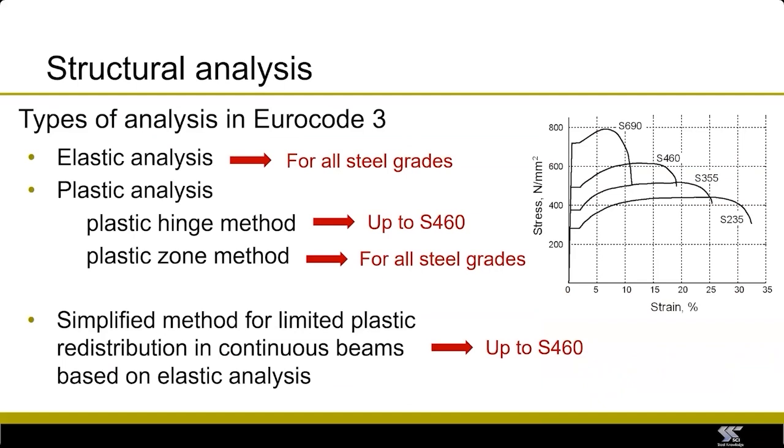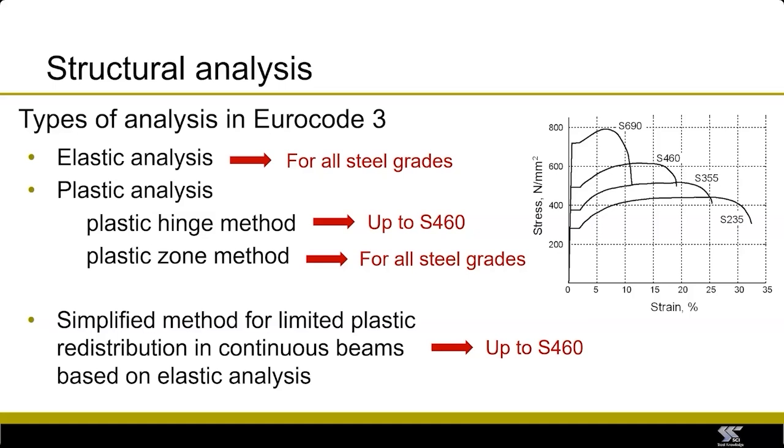Now, one important thing to consider is that because of the reduced ductility of steel grades greater than S460, they cannot be used when design is based on a plastic hinge analysis. The simplified method that allows for a limited plastic moment redistribution in a continuous beam based on an elastic analysis is also not allowed for steel grades greater than S460. So these restrictions, which are given in the current version of Eurocode 3, are also going to be included in the next version.